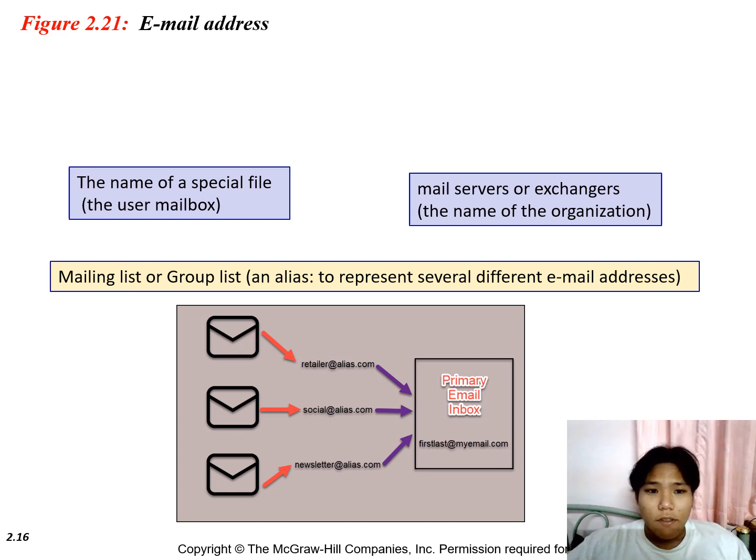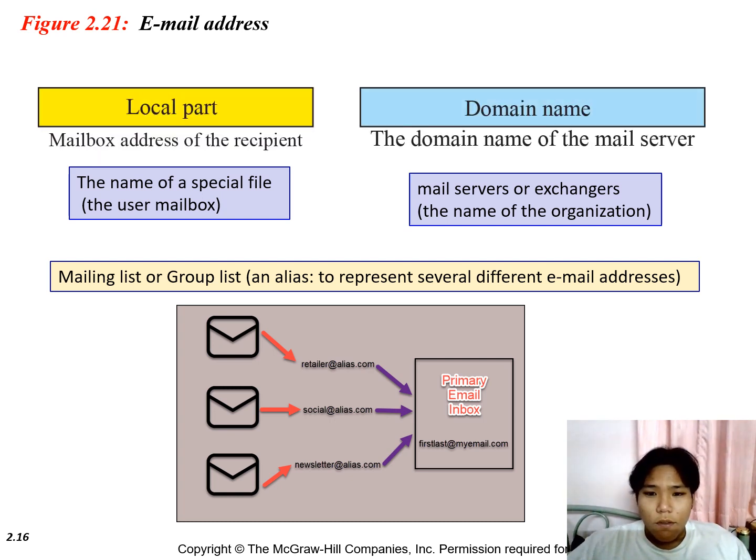For the email address, we have two parts. First is the local part. The local part is the mailbox address of the recipient, and the domain name is the domain name of the mail server. One email address has these two parts and the @ sign.